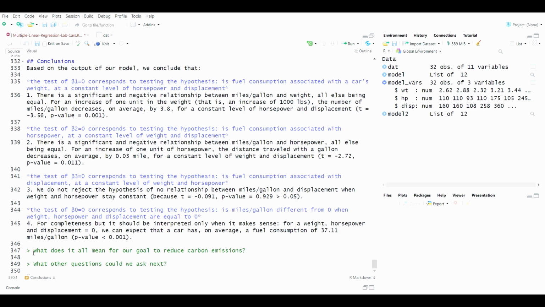Right? What factors are important? What matters? How would you state that? And then think about what other questions we could ask next. What else would you want to know?